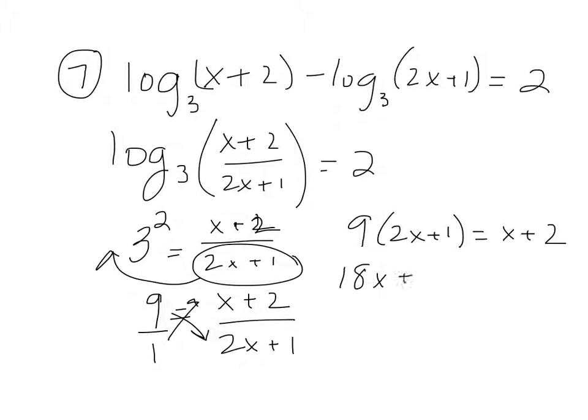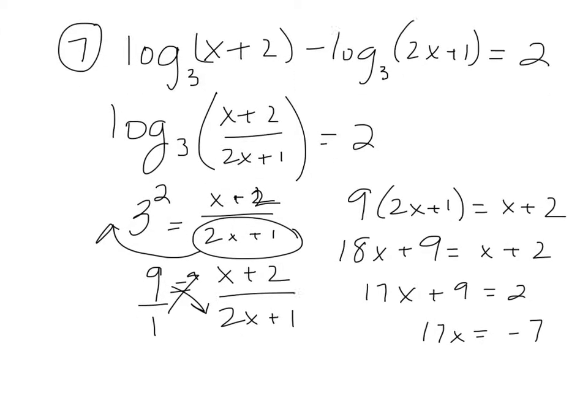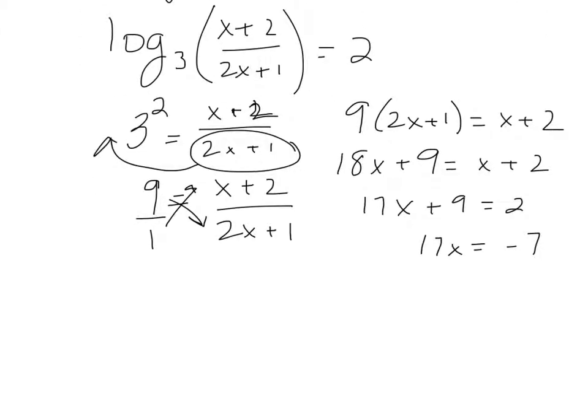So 18x plus 9 is equal to x plus 2. So 17x plus 9 is equal to 2. So negative 7 when I subtract the 9 over. So 17x equals negative 7. So that means x is equal to negative 7 divided by 17.